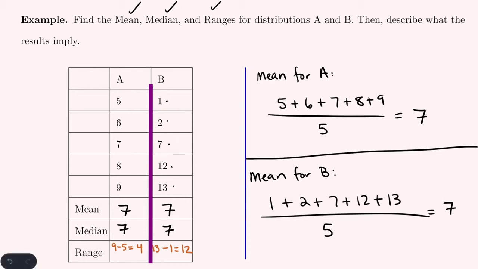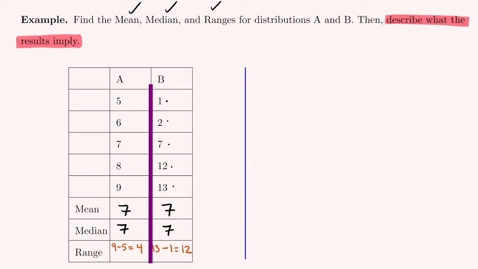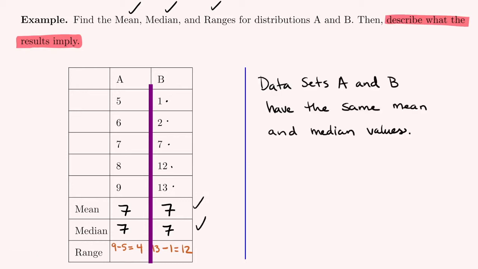The next part of the question, we are asked to describe what the results imply about the different data sets. One thing we can note of interest is that data sets A and B have both the same mean and median. However, as they differ in range, the range for data set B is significantly higher than the range for data set A. So the range tells you how far the data values are dispersed, and we can see that in B there's quite a bit more variance. We have values ranging from 1 to 13, whereas in data set A, the values are much closer together. They vary only between 5 and 9.